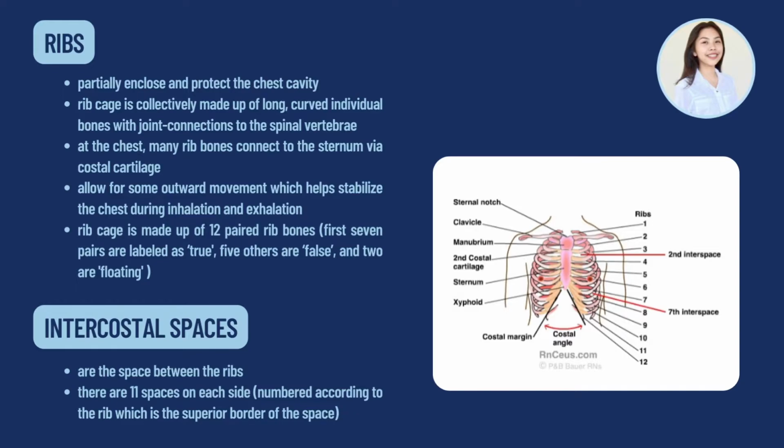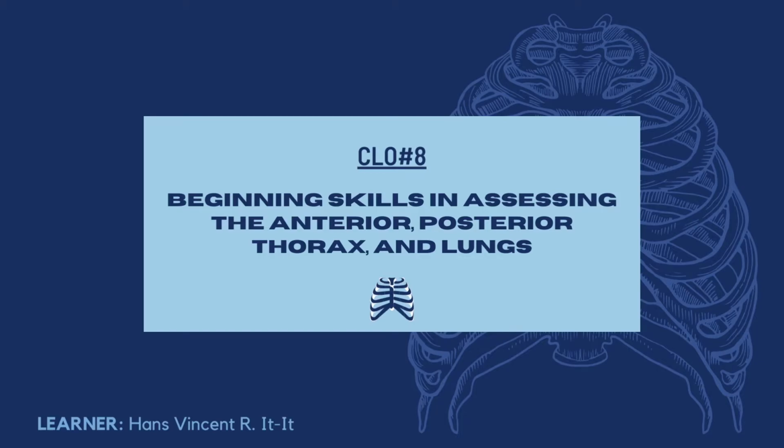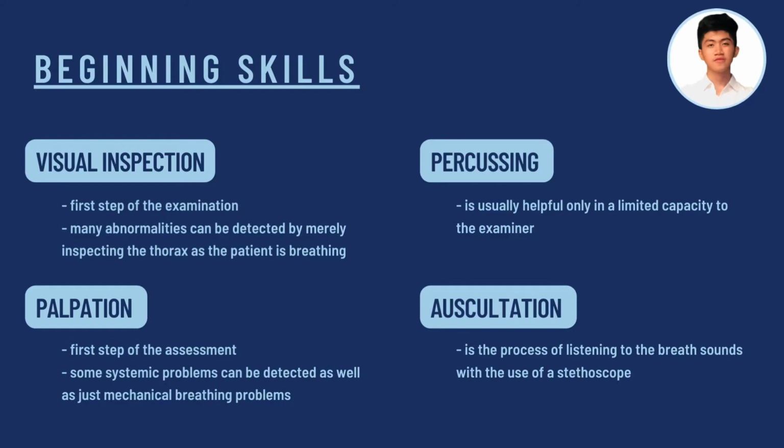Demonstrate beginning skills in assessing the anterior and posterior thorax and lungs. These same steps are very popular today in assessment of all systems of the body. These steps are designed to take the nurse through the assessment in a logical and organized sequence. You first start with a very general inspection and history of the patient. Then your exam becomes more detailed as you begin to examine the interaction of all the body systems.